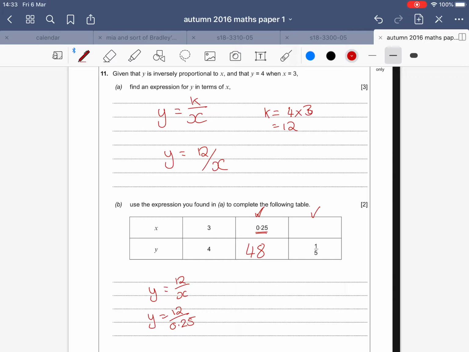In this case, again, our formula, y equals 12 over x. This time, y equals a fifth, so you've got a fifth equals 12 over x. So to find out x, we just need to do 12 divided by a fifth, which is 60. You can see it makes sense because as one increases, the other decreases.